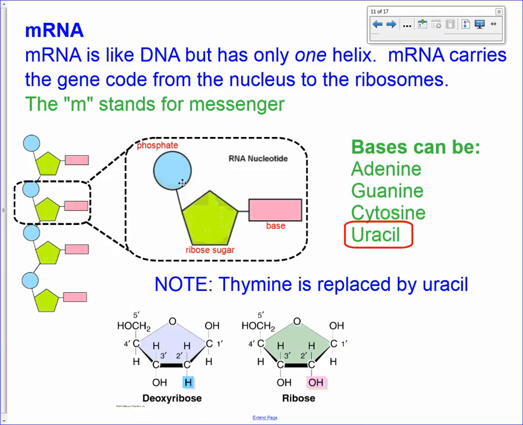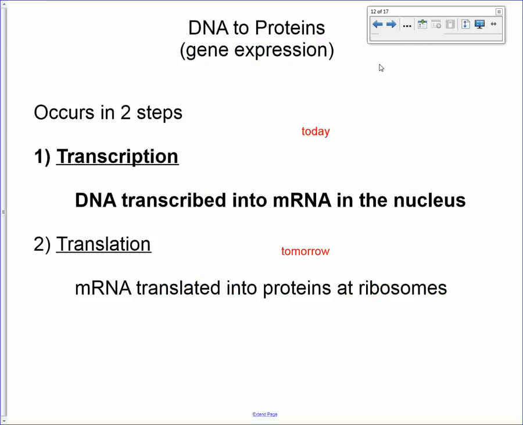Again, here's your standard nucleotide for mRNA. It's made up of a phosphate, a ribose sugar, and a base, which can come in one of 4 flavors: adenine, guanine, cytosine, or uracil. The M in RNA stands for messenger because it's basically carrying the message of your DNA code out into the cell. Alright, so DNA to proteins, gene expression, occurs in 2 steps.